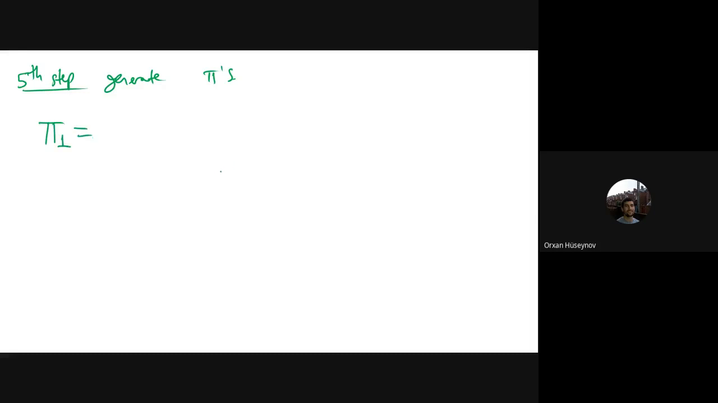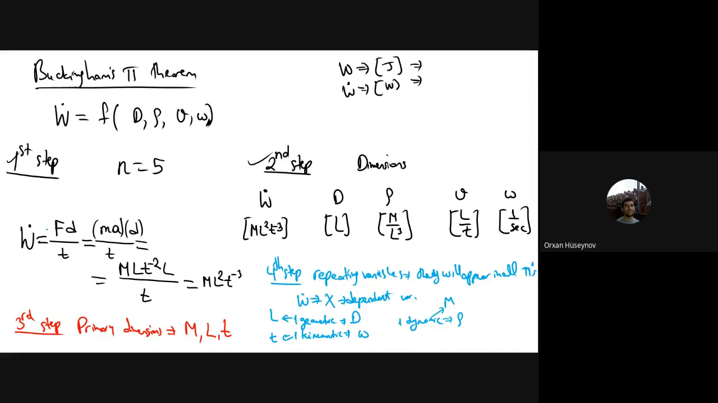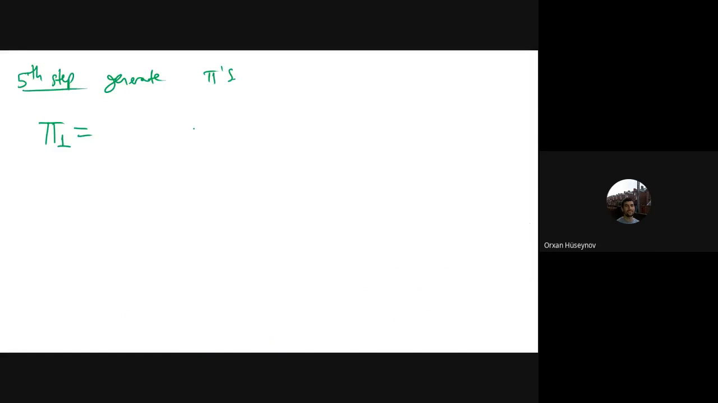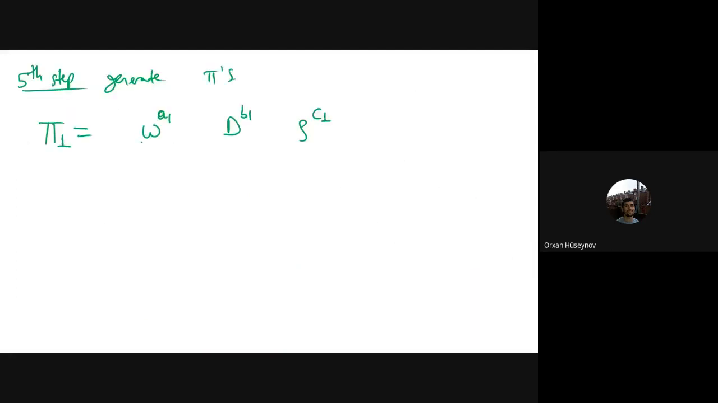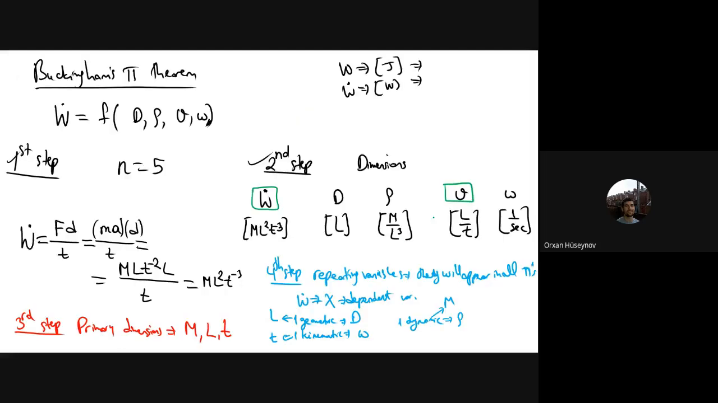For pi 1, what you will do is firstly write the repeating variables, which are omega, d, and rho. So omega, the diameter, and the rho, each to some power. This one will be a1, this one will be b1, and this one will be c1. For the next variables, we add the variables that are not repeated. In our case, work dot is not repeated and velocity is not repeated. So I add the work dot here, and next I will add the velocity.